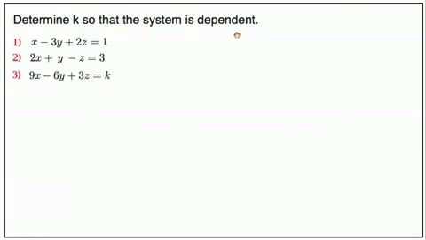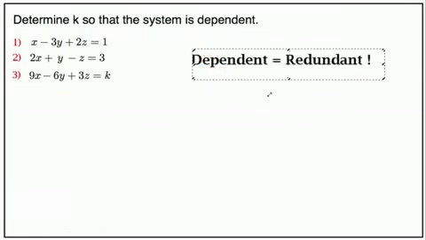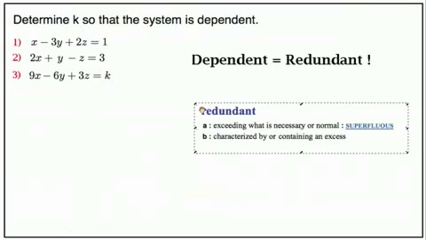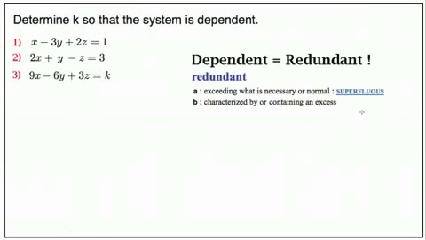that causes a lot of trouble. Hopefully when I'm done, you'll be very clear on the idea. The way I wrapped my head around it was to rethink the word dependent in terms of a more common English term. Dependent really means redundant. And most of us know what redundancy means, but let's bring in the dictionary definition just to clear that up. When we say something is redundant, it's characterized or containing an excess.